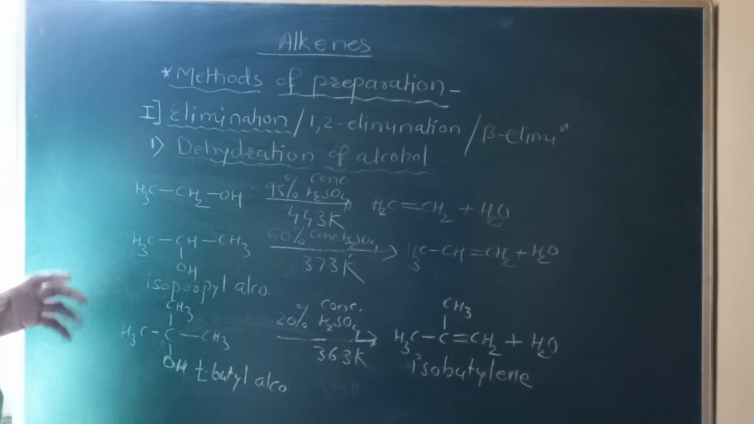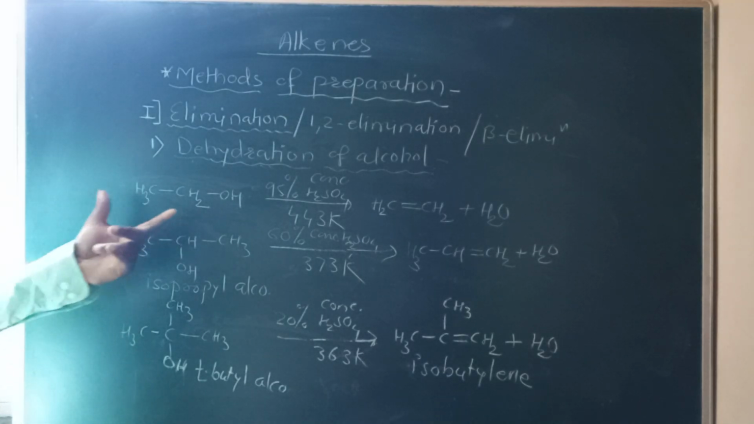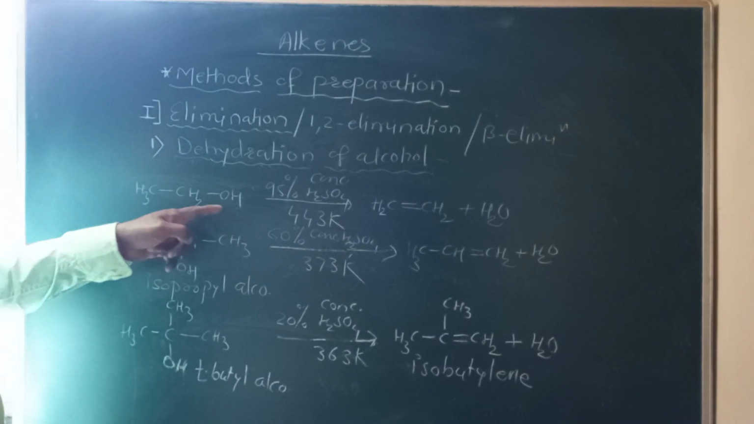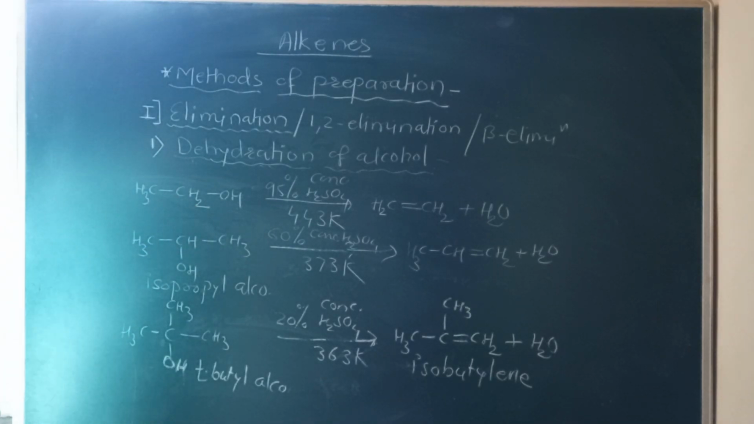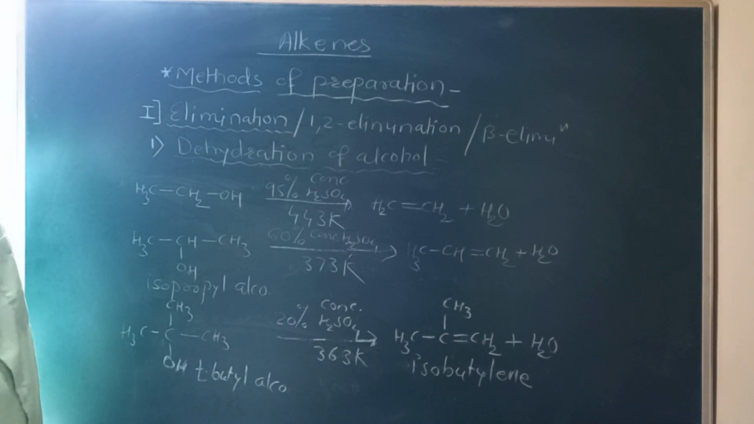Okay, so let's see that nature. Alcohols are actually classified into three types. Sorry, monohydric alcohols. Monohydric alcohols are alcohols containing only one OH group, and they are classified into how many types? Three types.